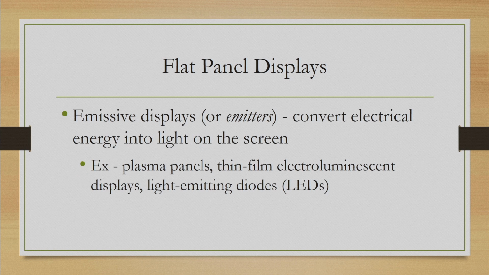In case of emissive displays, they are often known as emitters. What happens is that these displays convert electrical energy into light on the screen. Examples are plasma panels, thin film electroluminescent displays, light emitting diodes or LEDs. These are all emissive displays.